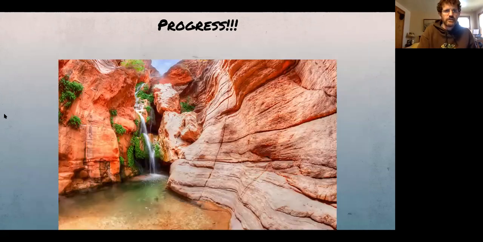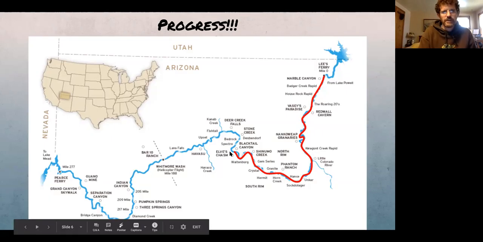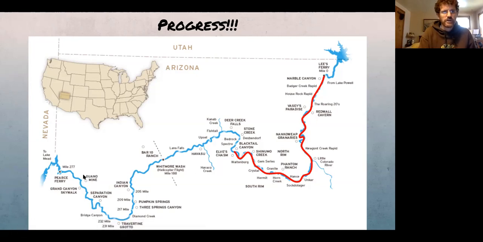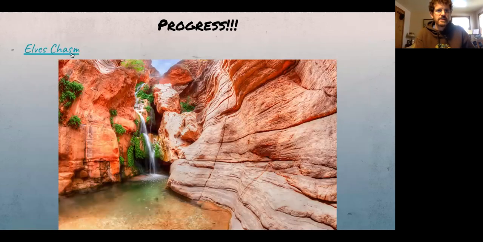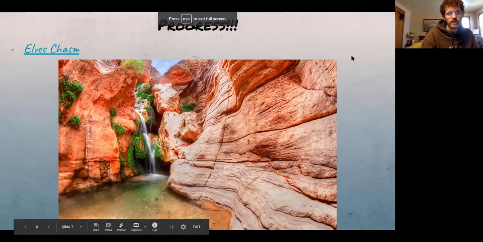All right, I should also point out that at the end of Unit 12, we're not going to be here at Pierce Ferry. We're going to be at Separation Canyon. So the last little bit of our adventure through the canyon is actually AP review. So just in case you're wondering, you weren't wondering at all, but now you know. So here's just a nice little scene of Elves Chasm. All right, so that's our progress.